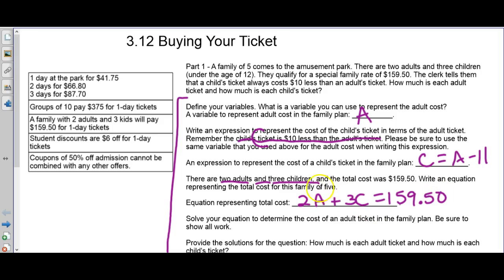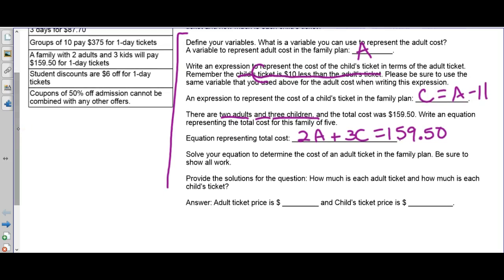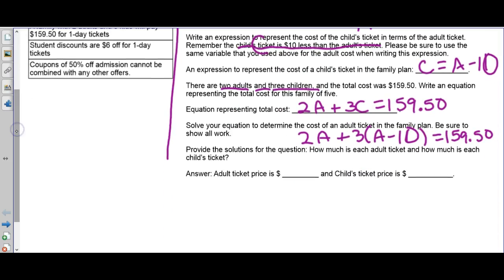Now we can't solve this equation because we have 2 different variables, which is why we wrote this out in the first place. Since C equals A minus 10, we can replace C with this A minus 10 and only have A's. So we would do 2A plus 3 times A minus 10. Oops, sorry, 10. It was 10 less. Equals $159.50. So we need to solve this now before we can then provide the answers.